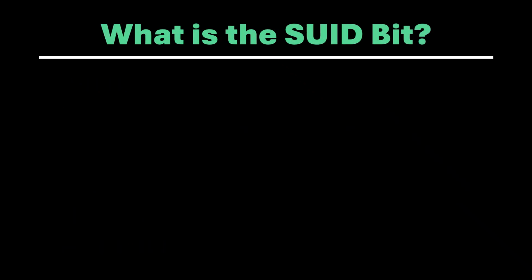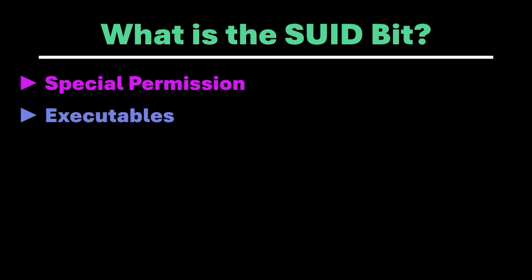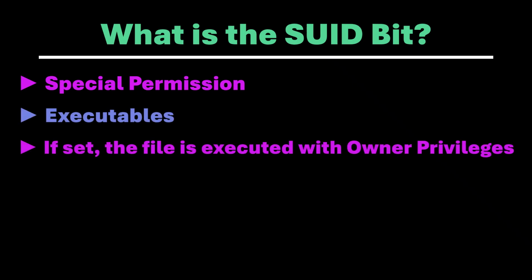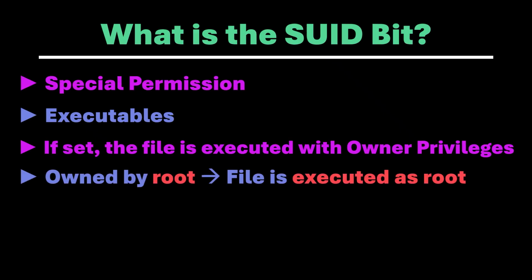The SUID bit is a special permission bit that applies only to executable files. If this bit is set, a program is executed not with the rights of the invoking user, but with the rights of the file owner. In practice, this means if a file is owned by root and the SUID bit is set, the executed process runs temporarily with root privileges even if a normal user starts it.